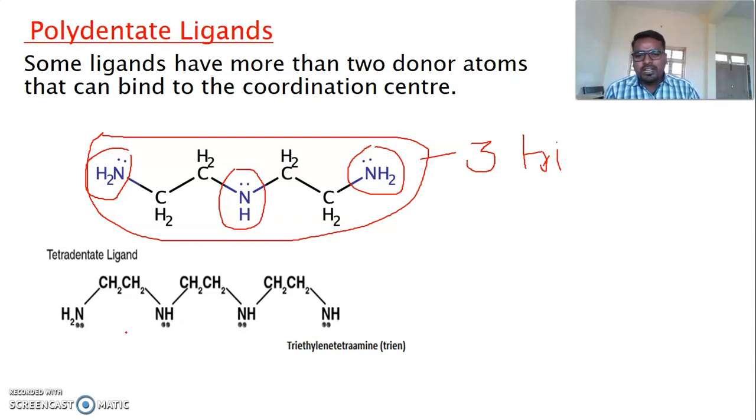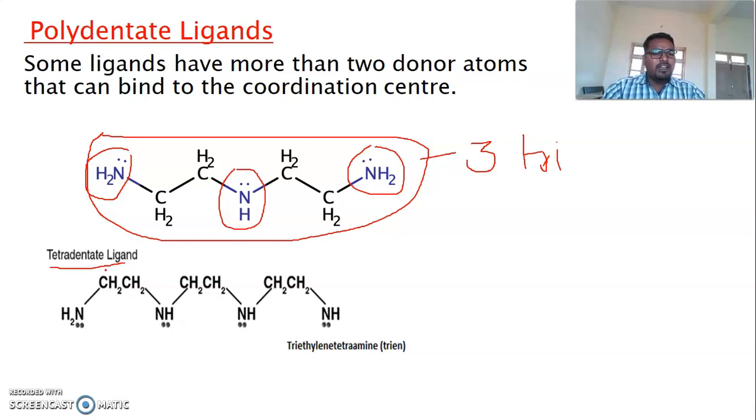That's why it is called a tridentate ligand. And just look at another example. The name of the compound is diethylenetriamine: CH2 CH2 one ethylene, CH2 CH2 one ethylene, diethylenetriamine. So this is an example of a tridentate ligand.